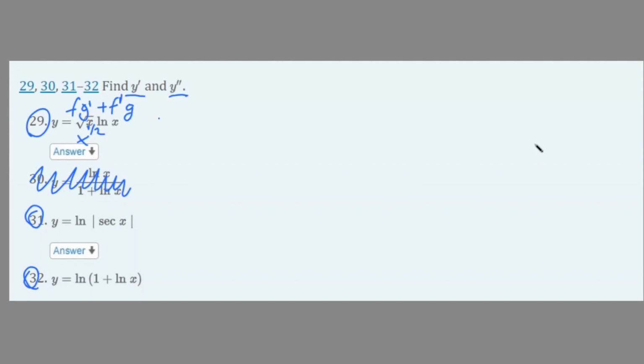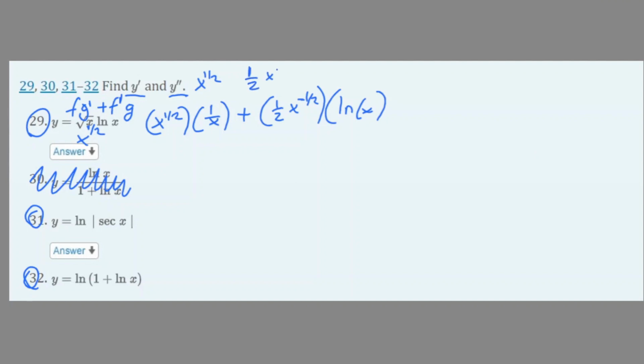So f is going to be x to the 1/2 power multiplied by g prime, which is going to be 1 over x. The derivative of ln of x is 1 over x. And then multiplied by f prime, which is going to be 1/2 x to the negative 1/2. And multiplied by g, which is going to be ln of x. And one thing to note that I've never really said is that it's always good to remember that the derivative of x to the 1/2 power or radical x is always 1/2 x to the negative 1/2 power, because it's something you're going to use a lot, especially if you don't like dealing with radicals.